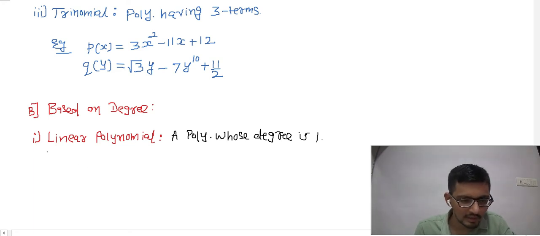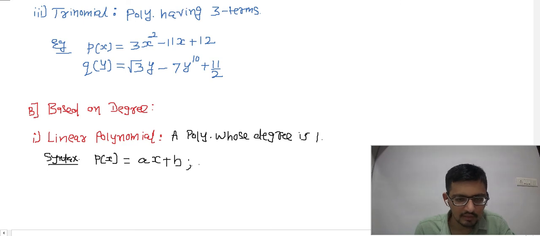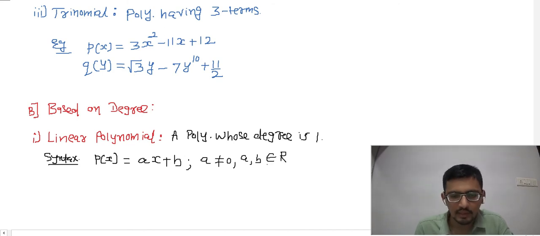So for that, if I am writing the general form, or I can say the syntax, p of x is equal to ax plus b, where a cannot be 0, and of course a and b should belong to real numbers. Okay, how you will read this symbol, belongs to, you will study in set theory in 11th grade. So p of x is equal to ax plus b, where a cannot be 0.